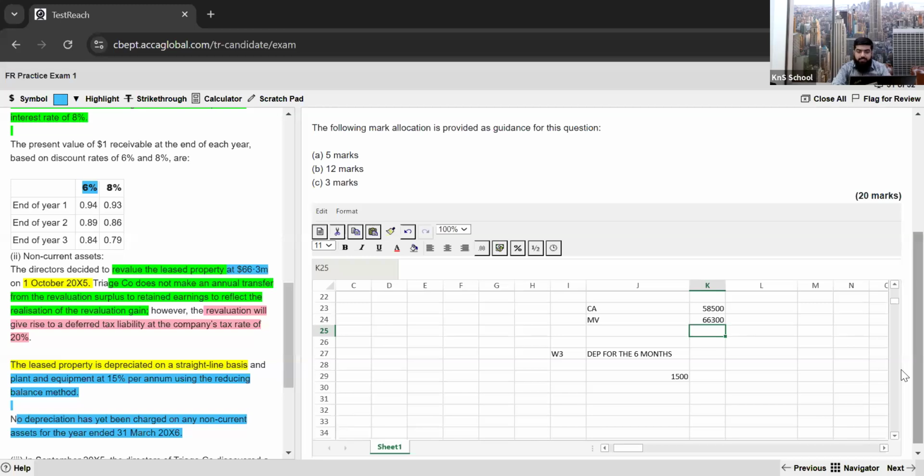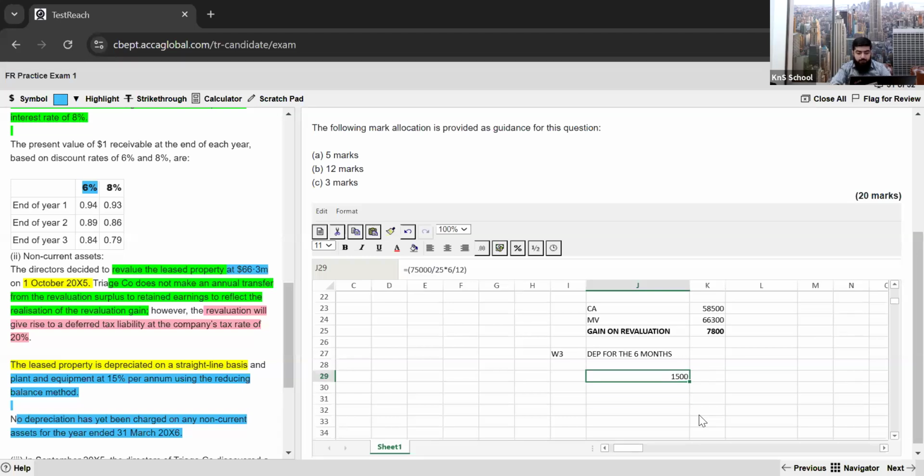The carrying amount is 58,500, which means that there is a gain on revaluation of 7,800. One more thing, that after revaluing the asset, we need to calculate the depreciation for the next 6 months.